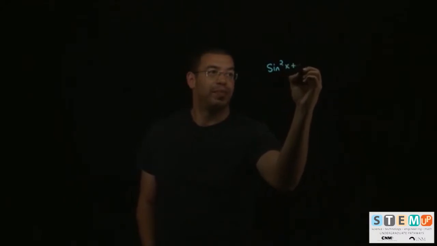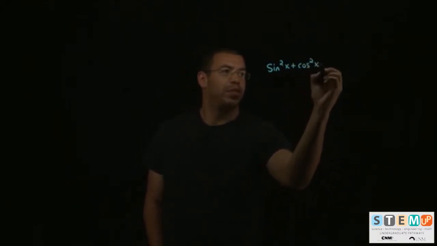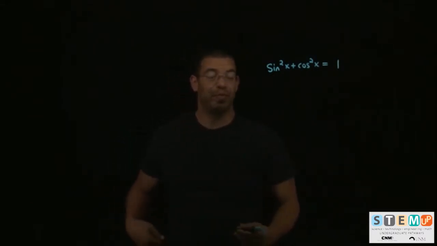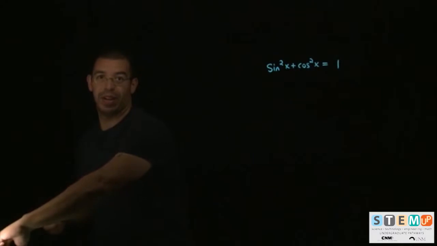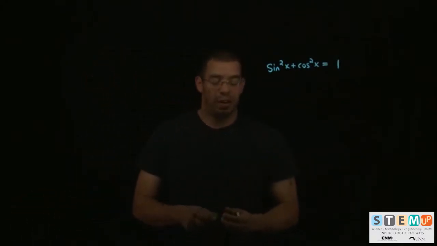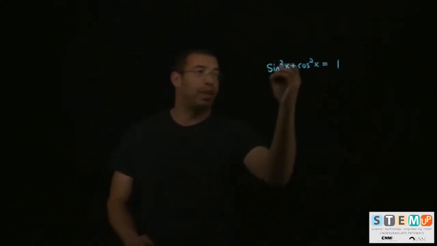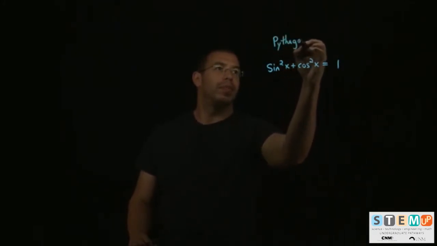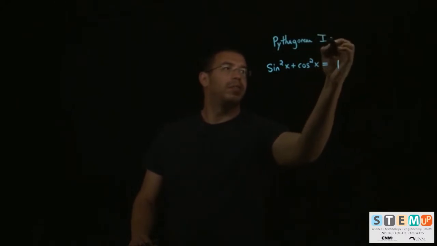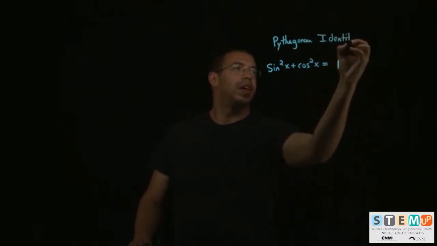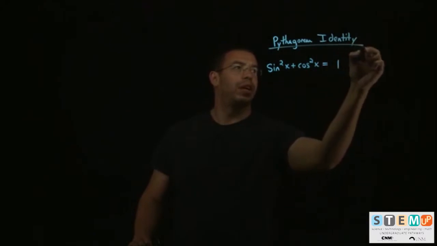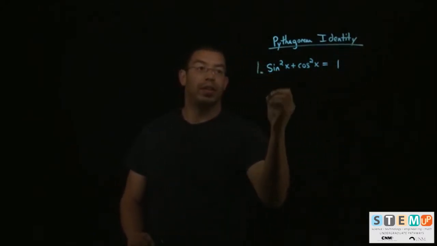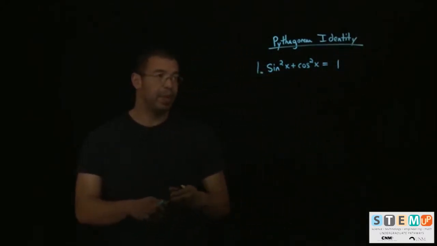I remember a few, right? So I remember sine squared plus cosine squared is equal to 1. You learn this fairly quickly in trig, right? But this is called a Pythagorean identity, so maybe I'll write that up here. And there's 3 that you need to remember from trig onward, right? So going forward, you need to remember those.